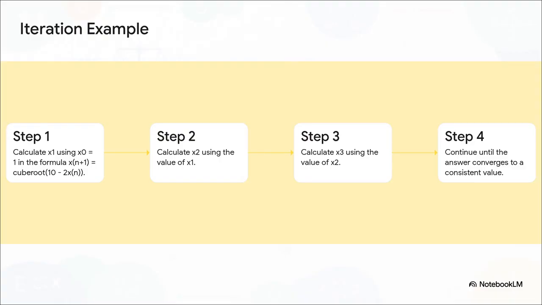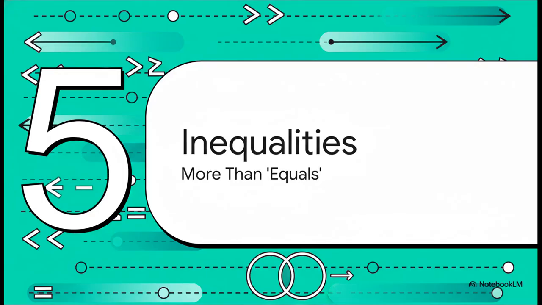Well, we start with our given value, x naught equals 1. To find our next value, x1, we just plug that 1 into the formula. Then, to get x2, we take our new answer for x1 and plug that back into the formula. You see, you're creating a little feedback loop where the output of one step becomes the input for the next. Keep doing that a few times, and you'll see your answers start to settle down and converge on the final solution. We're on the home stretch now.